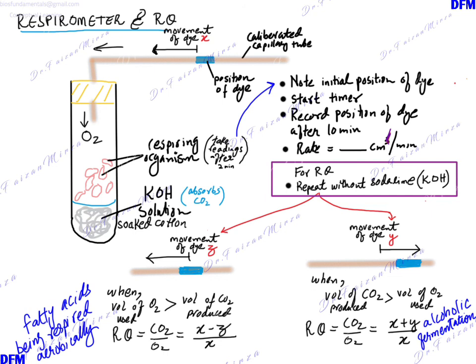So this is how a respirometer can be used to determine the rate of respiration, and how the respiratory quotient can be calculated from the same experiment by repeating it without potassium hydroxide, comparing the values, taking the measurements, and then just mathematically manipulating them to work out the answer.